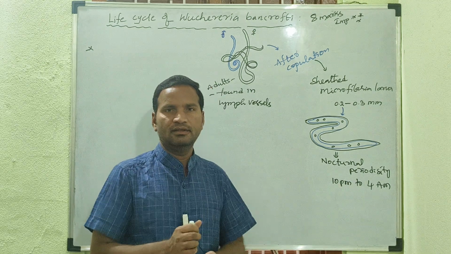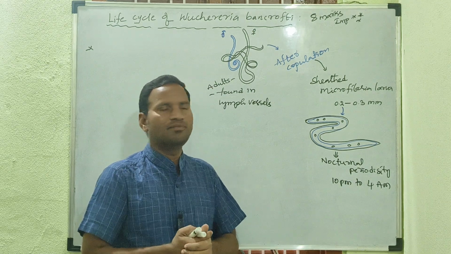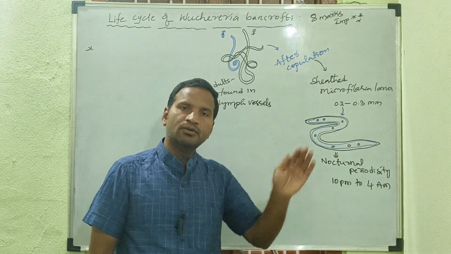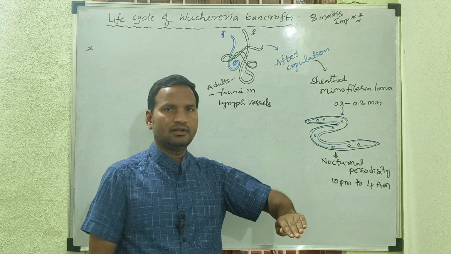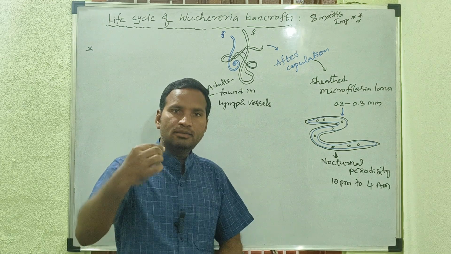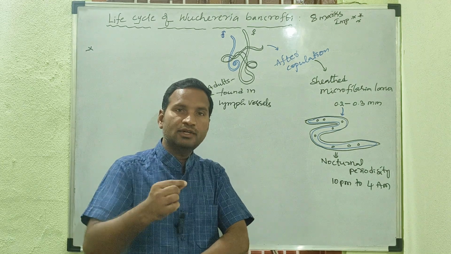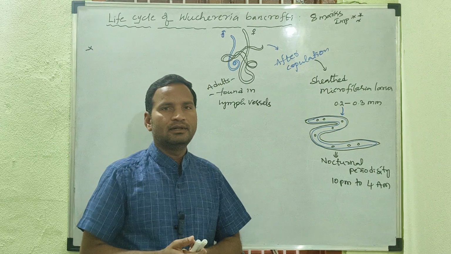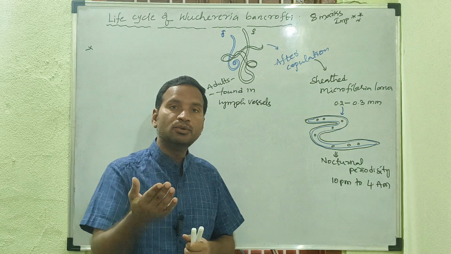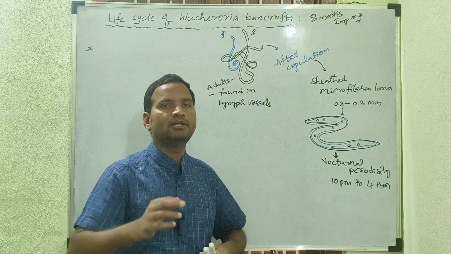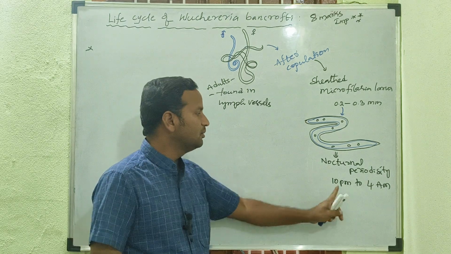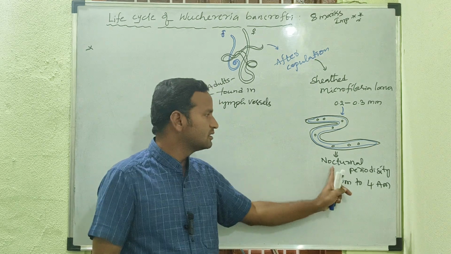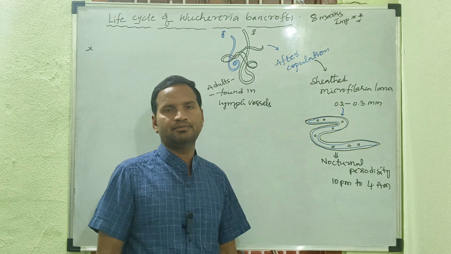Nocturnal periodicity. Got it? What I'm saying here: after release of sheathed microfilaria larvae in the lymph, they migrate to blood circulation. They are present in deeper blood vessels during the daytime. After that, they move to peripheral blood vessels during the night time between 10 p.m. to morning 4 a.m. The process is called nocturnal periodicity.